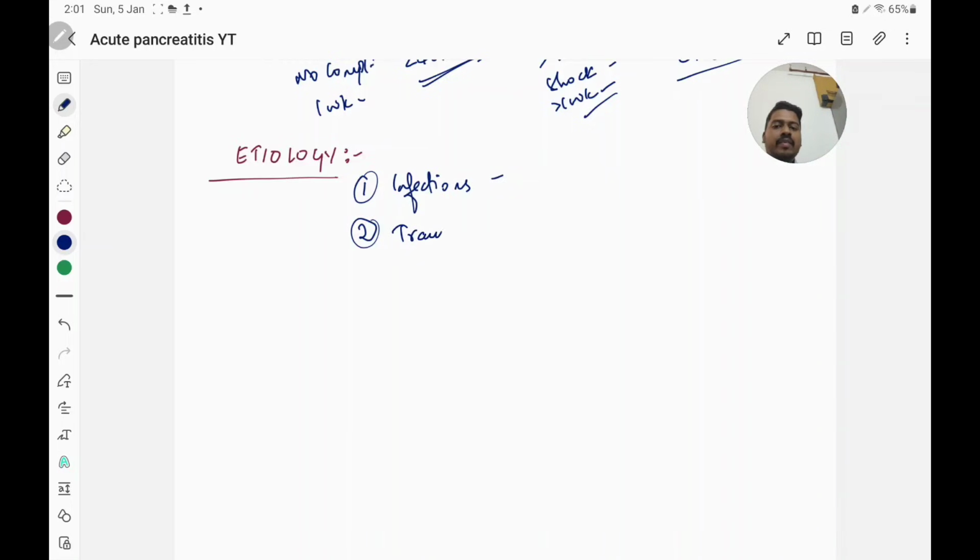Second is trauma. In fact, Nelson mentions that in the Western world trauma is the most common cause of pancreatitis. Third is drug induced pancreatitis. Fourth is systemic disorders that cause pancreatitis. Fifth is metabolic disorders.